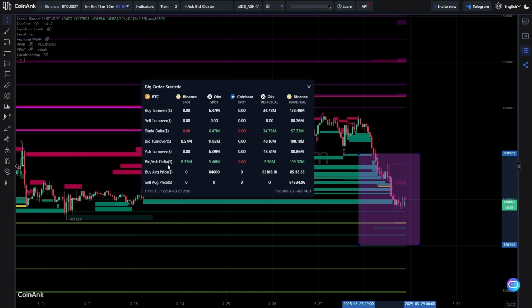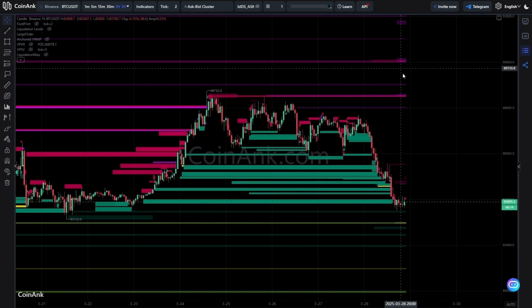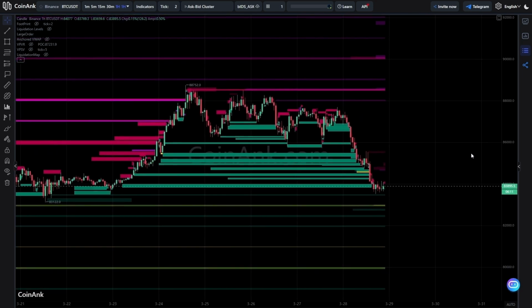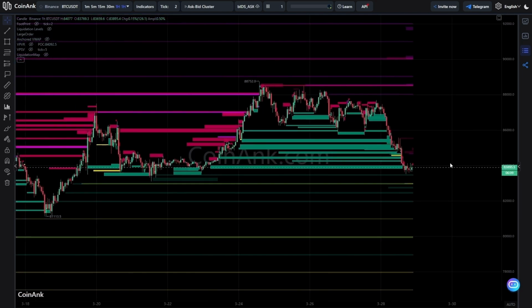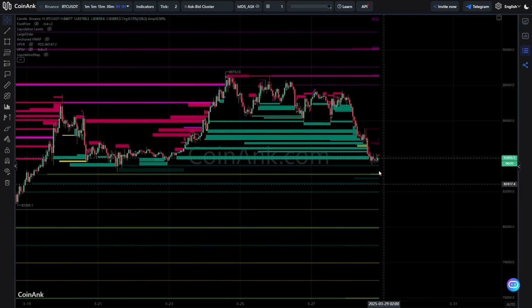So here we see in the bid ask delta, we have a positive 109 million bid ask delta, which means in this range of 86 to 82K on Bitcoin, we have 109.32 million USDT more in bids than in asks. So there's more limit orders that want to buy than there are limit orders that want to sell. Meaning that the interest in the market is still to the downside within this range.